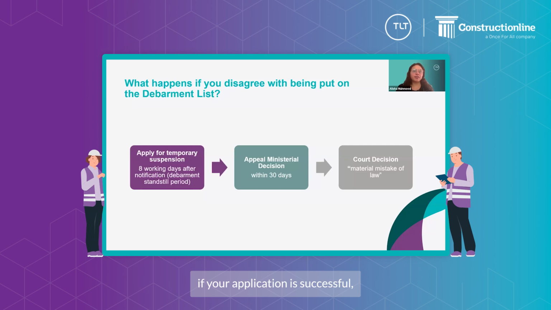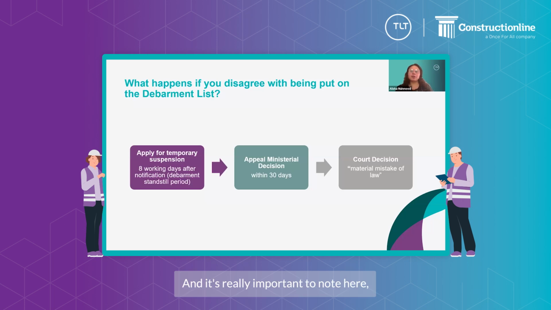If your application is successful, then your name can't be added to the list until either 30 days have passed since you knew or should have known of the decision and you've not commenced your appeal, or the appeal has been disposed of. So this could be that it's been resolved or withdrawn. So it's really important to note timescales here. So 8 working days for the debarment standstill period, and then you must commence an appeal within 30 days from knowing or from when you should have known of the minister's decision.